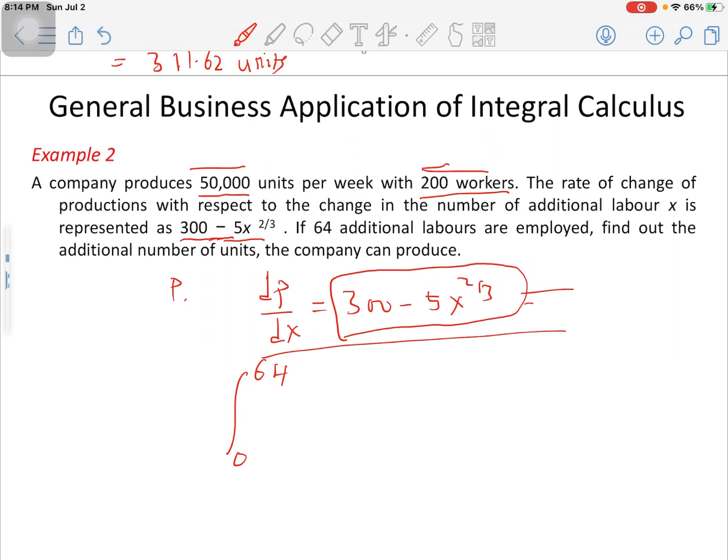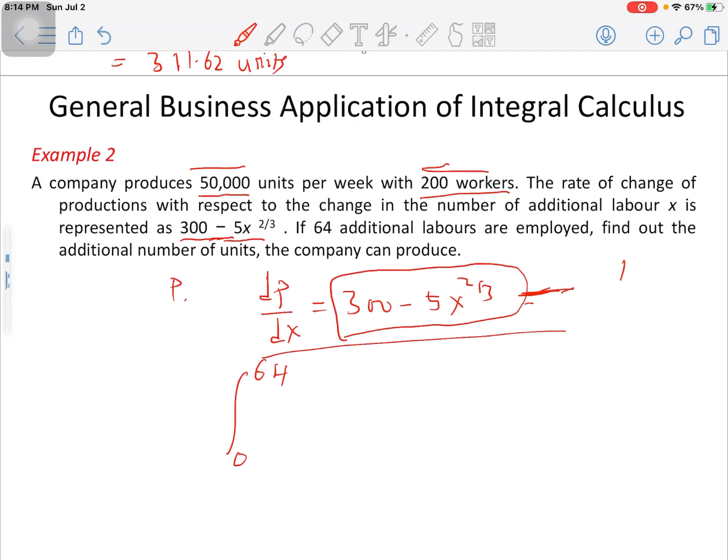This is the rate of change. So for any one additional change, this is how the rate of production changes. So this is the formula for the rate of production. So if they add one additional worker, what will be the rate of change of the production? This is what will come when we put it inside.